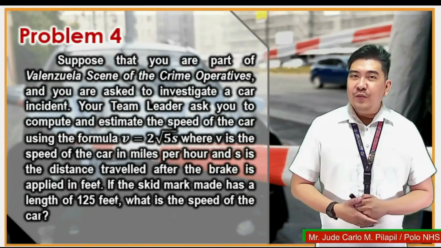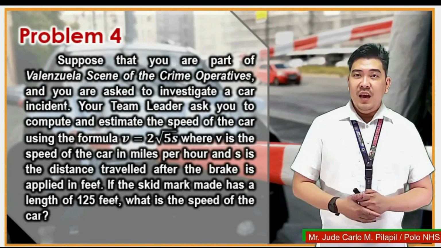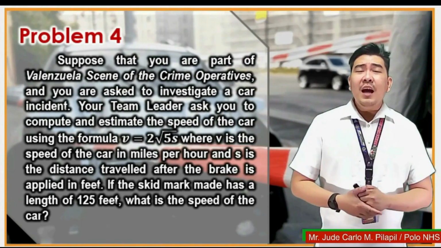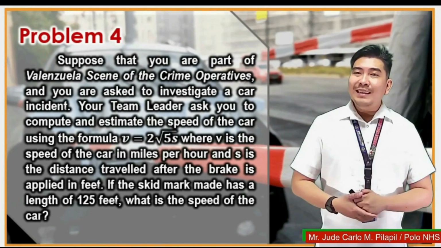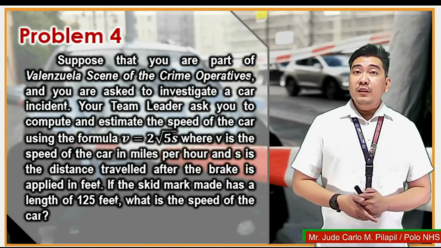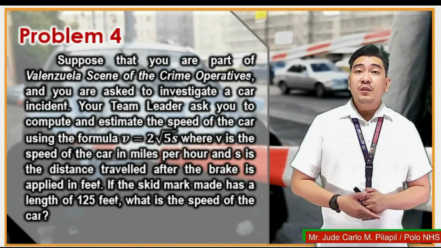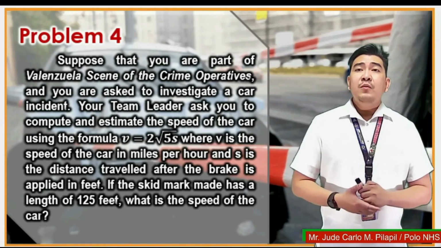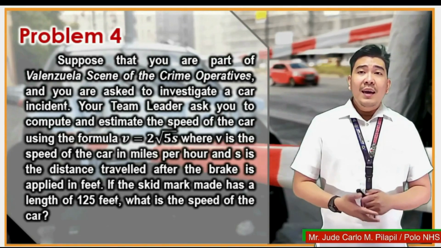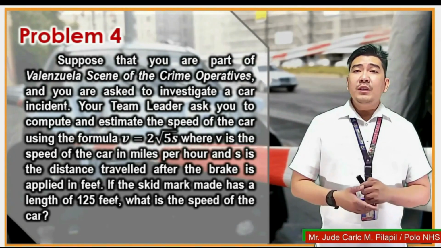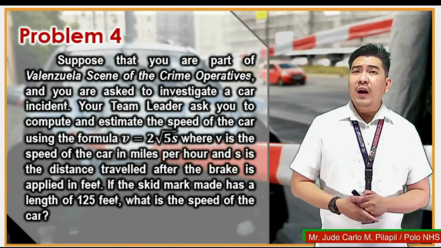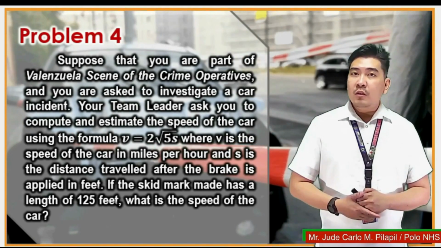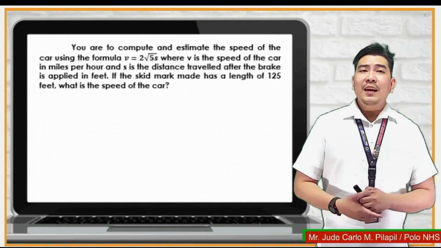Suppose that you are part of the Valenzuela scene of the crime operatives and you are asked to investigate a car accident or incident. Your team leader asks you to compute and estimate the speed of the car using the formula V is equal to 2 square root of 5s. Again, V is the speed of the car in miles per hour and S is the distance traveled after the brake is applied. If the skid mark made has a length of 125 feet, what is the speed of the car? To solve this problem, let us identify the given and illustrate.